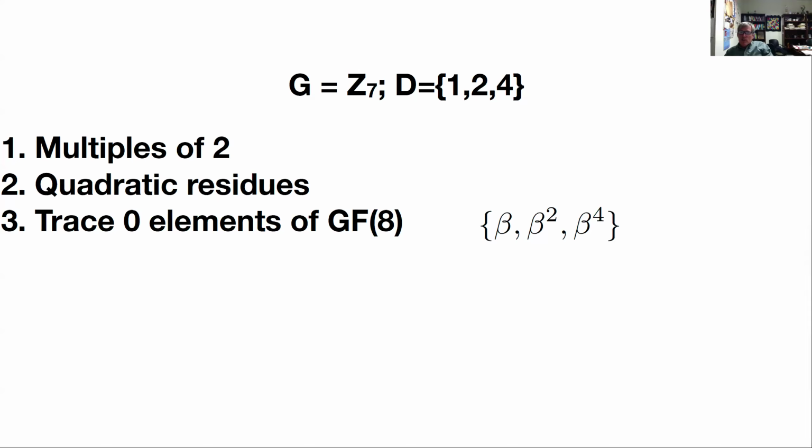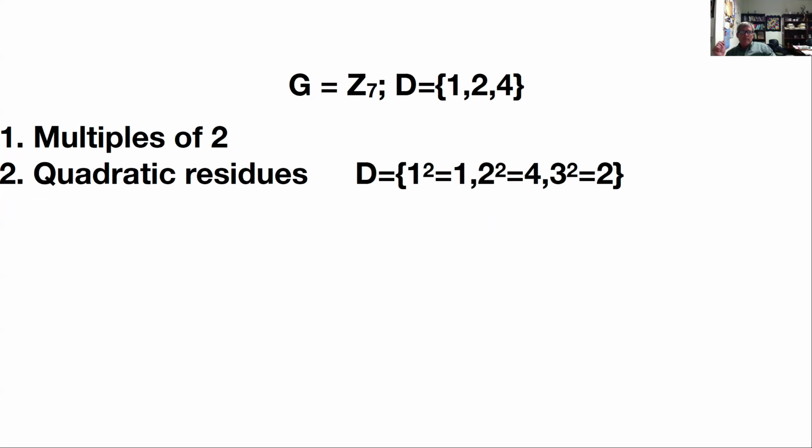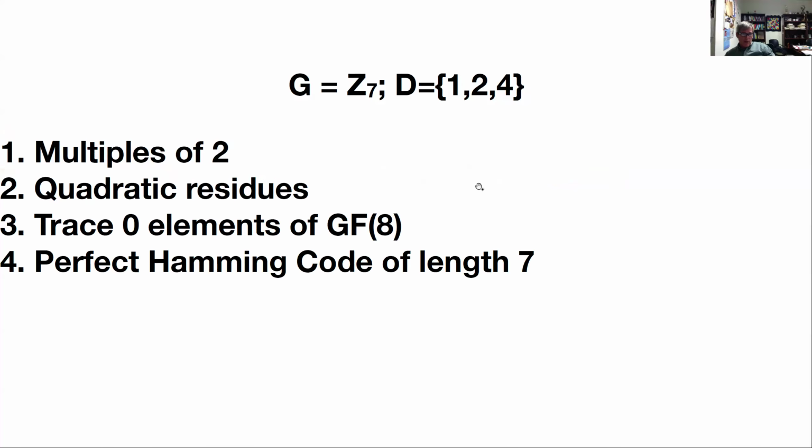You could take the trace 0 elements in the field with 8 elements in it. And I wrote the primitive element as beta. And you do beta, beta squared, and beta to the fourth, and 0 are the trace 0 elements, but you don't do the 0 element. You're only working in the multiplicative group, so it's beta, beta squared, and beta to the fourth. There's your 1, 2, and 4 showing up. Oh, wait, I went backwards. There we go.